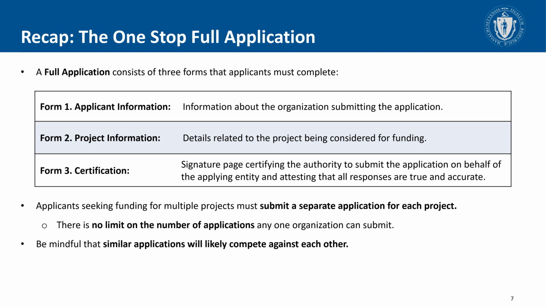This is where you would certify the authority to submit the application on behalf of the entity and attesting that all the responses are true and accurate. It's very important to note that applicants seeking funding for multiple projects must submit a separate application for each. While there's no limit to the number of applications an organization can submit, it is important to keep in mind that similar applications in the same categories will inevitably compete against each other.